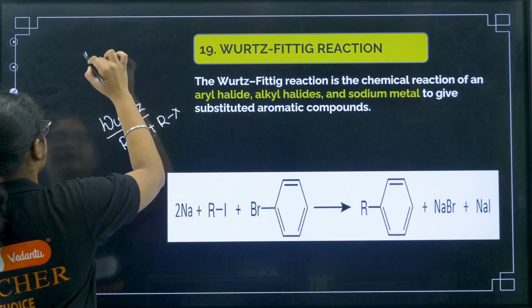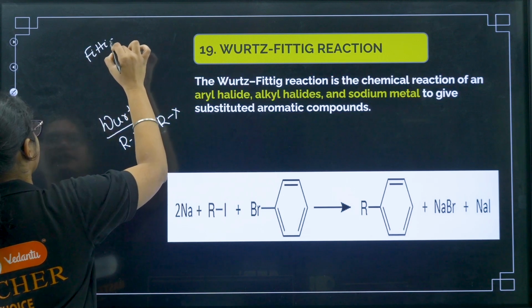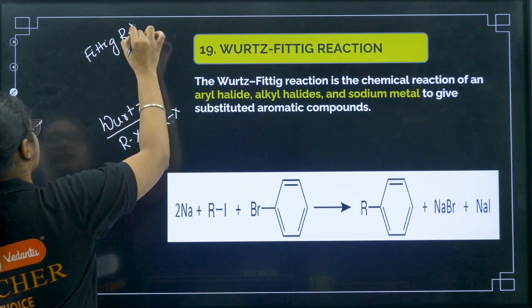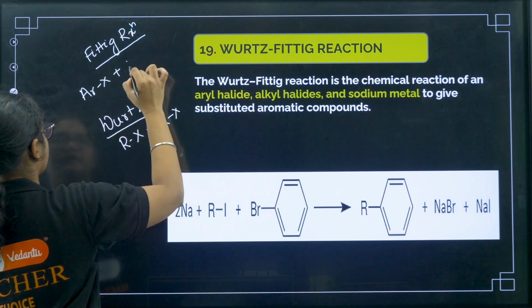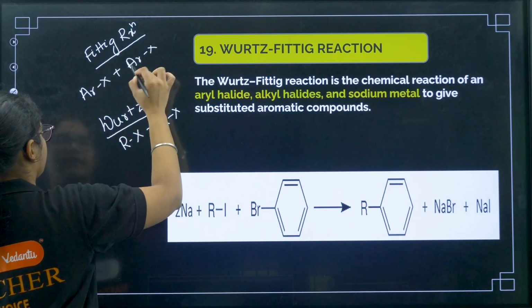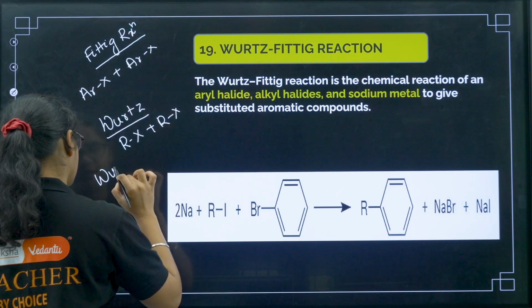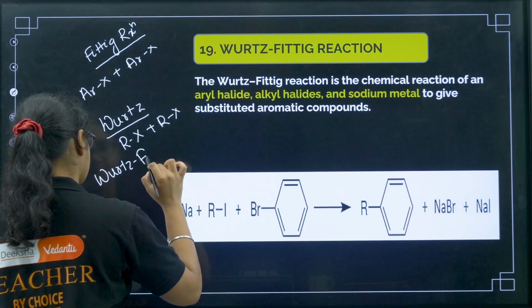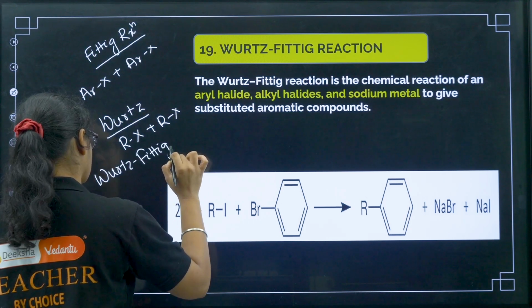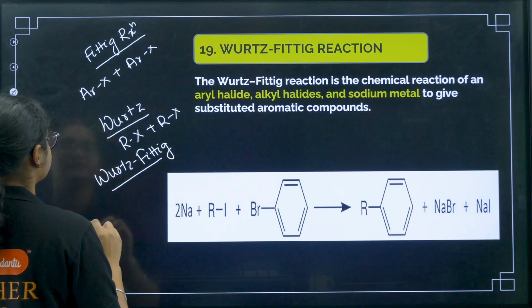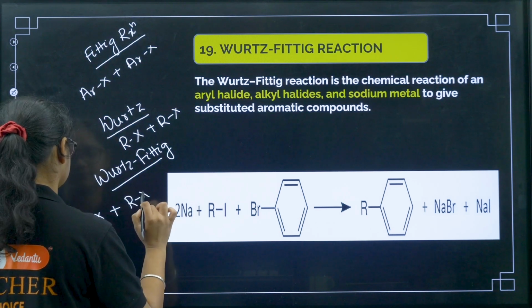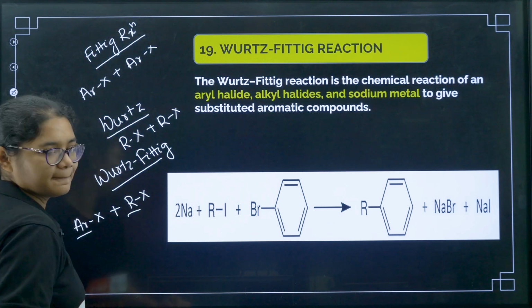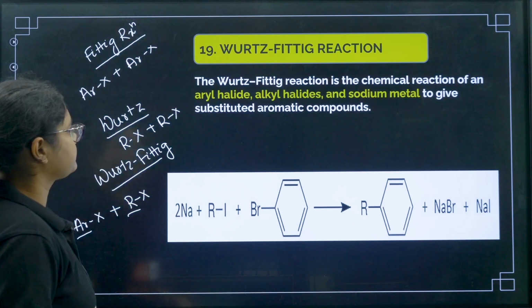Okay, in Fittig reaction this is very simple to remember. So in Fittig reaction you have ArX plus ArX, you will get Ar-Ar. And then in Wurtz-Fittig reaction, you have ArX plus RX. You will get Ar-R. Okay, clear?